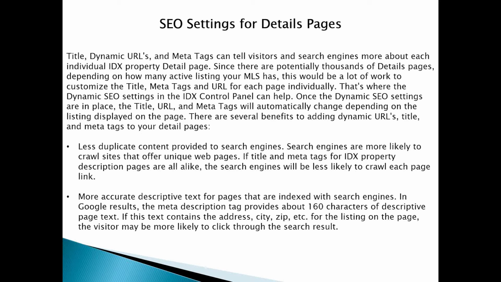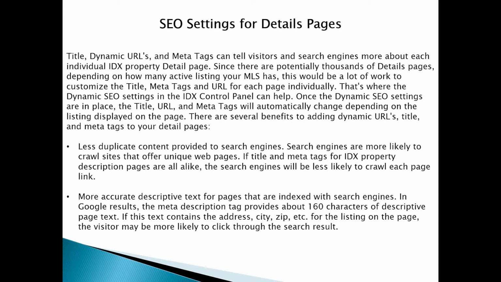So you can do SEO settings for details pages within the IDX Broker dashboard. Title, dynamic URLs, and meta tags can tell visitors and search engines more about each individual IDX property's details page. Since there are potentially thousands of details pages, depending on how many active listings your MLS has, it would be a lot of work to customize the title, meta tags, and URL for each page individually. That's where the dynamic SEO settings in the IDX control panel can help. Once the dynamic SEO settings are in place, the title, URL, and meta tags will automatically change depending on the listing displayed on your page. There are several benefits to adding dynamic URLs, title, and meta tags to your details pages.